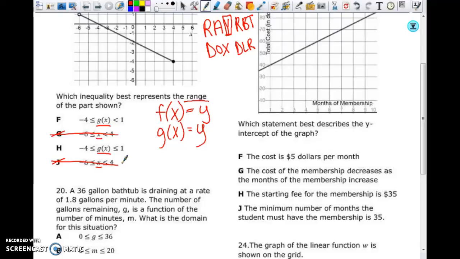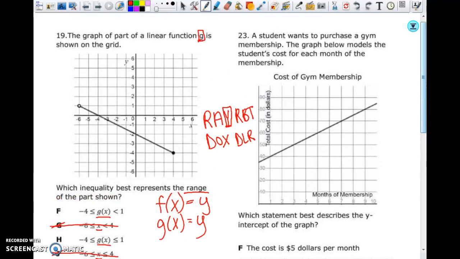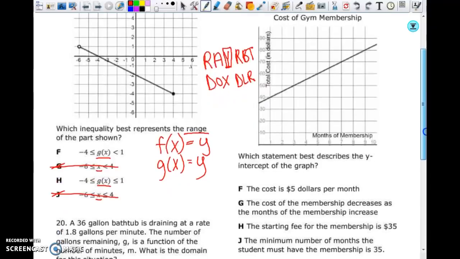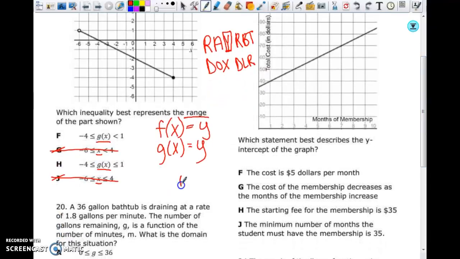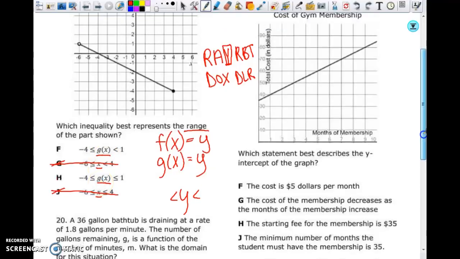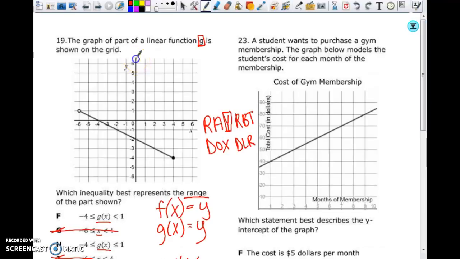Now, how do we read range? It's from B to T, which is bottom to top. So I will kind of set you up. We're still going to do the y, even though we know it's g of x here in the middle, because those are what our two options are. Meaning you're only looking at the y-axis, meaning I'm only looking at the numbers in red.